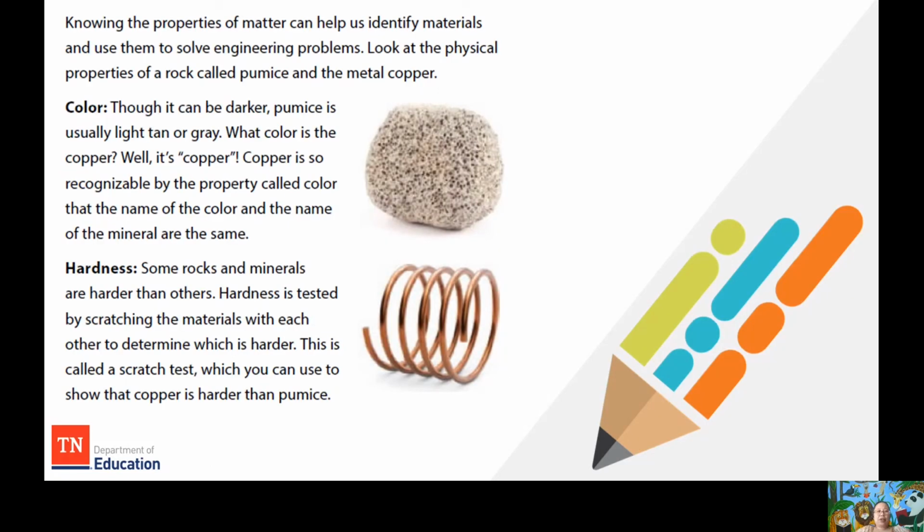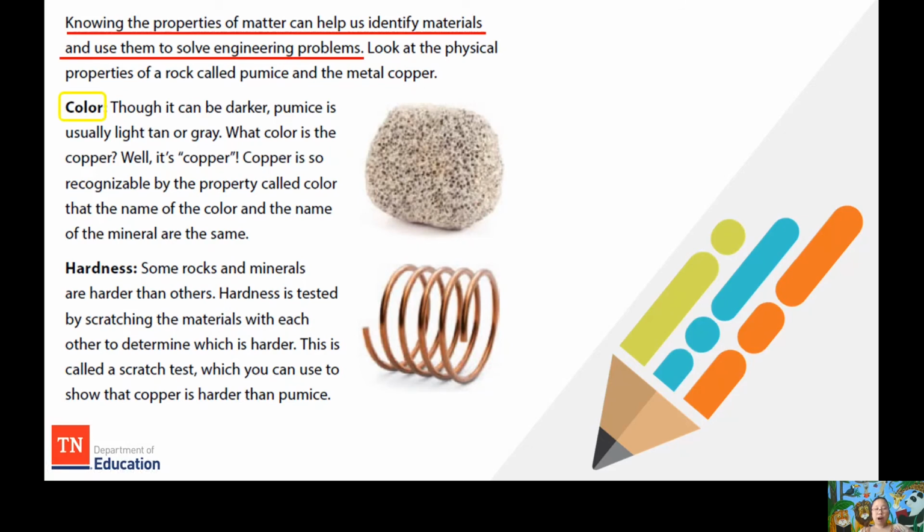Knowing the properties of matter can help us identify materials and use them to solve engineering problems. Look at the physical properties of a rock called pumice and the metal copper. This is pumice on the top. It has a bunch of holes in it. And this is copper with the coils.